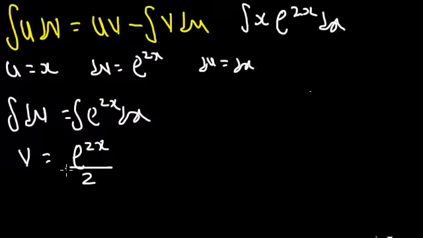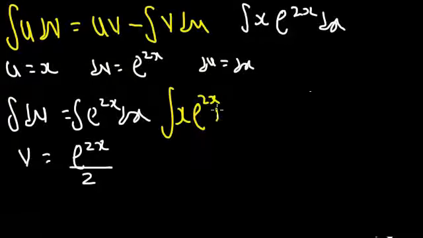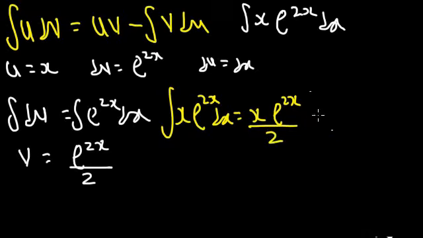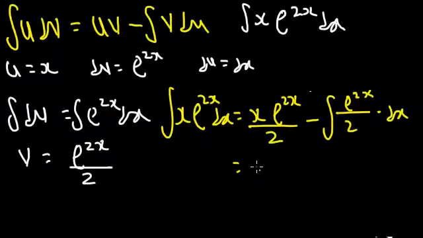Now we have everything we need. We have the u, we have the v, and we have the du. We apply the integration formula. So our integral of x e to the power of 2x with respect to x will be equal to uv. Our u is x, and our v is simply e to the power of 2x divided by 2, then minus the integral of v du. Our v is still e to the power of 2x divided by 2, and our du is the same as dx.